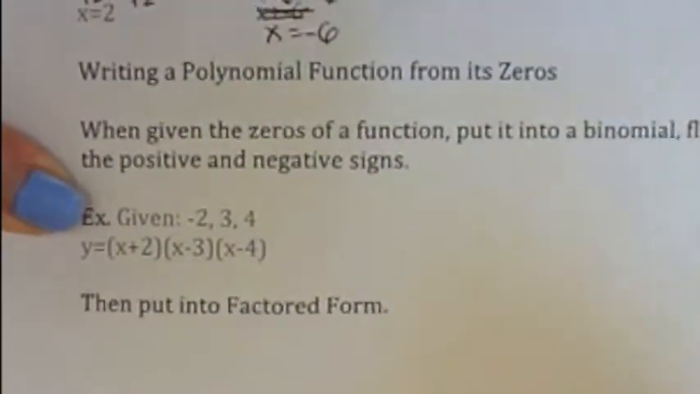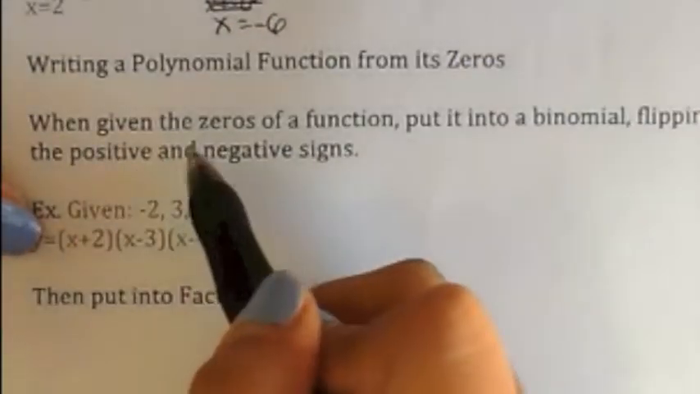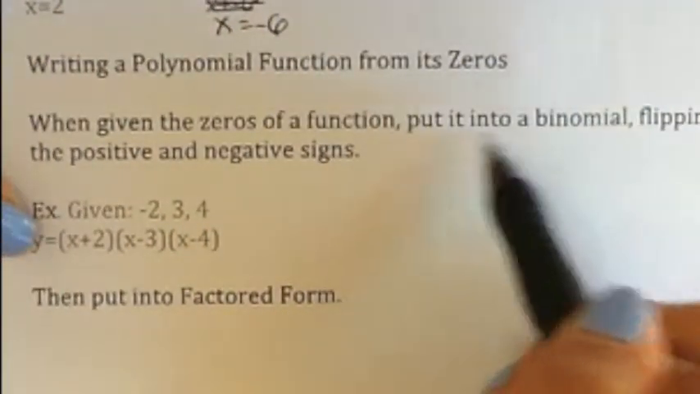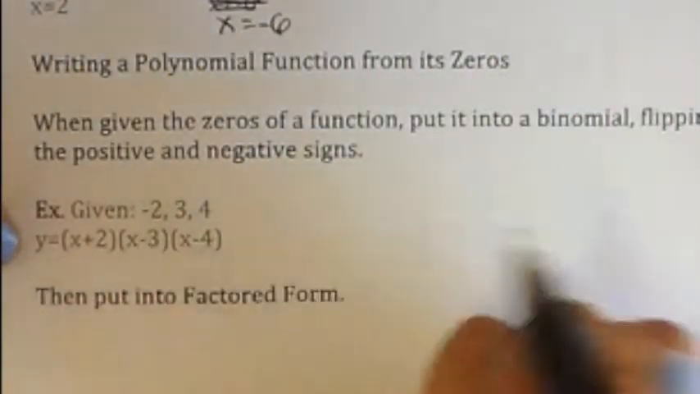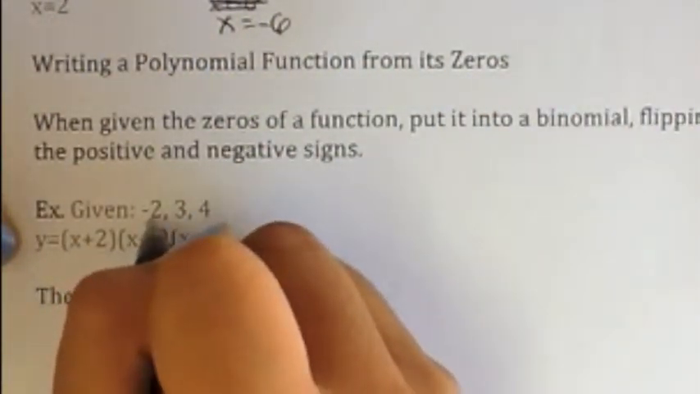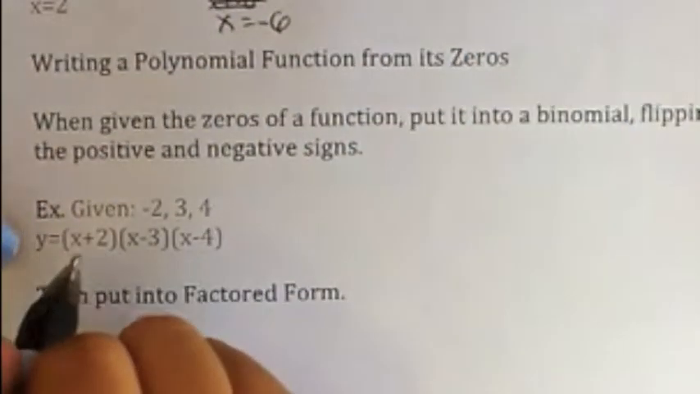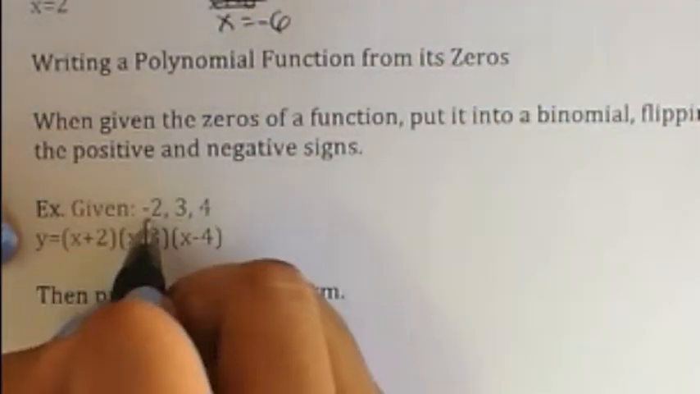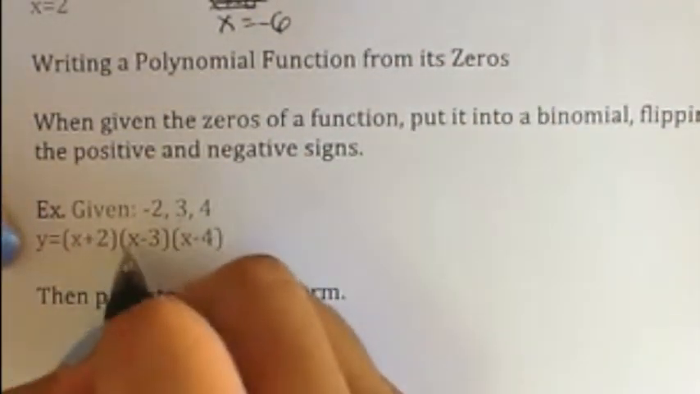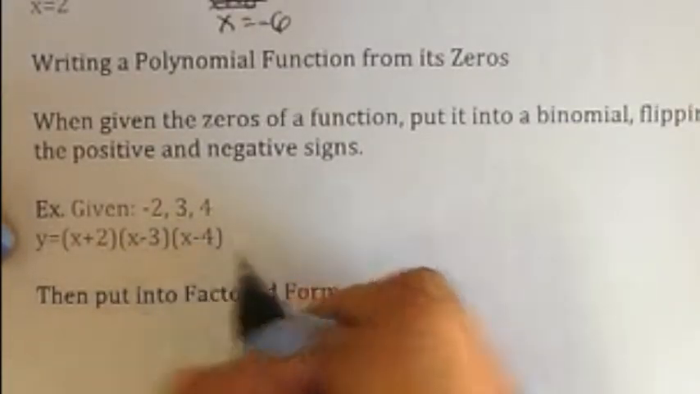So writing a polynomial function from its zeros. This is the reverse, where you are given the zeros. So when given the zeros of a function, put them into a binomial, flipping the positive and negative signs. So if you're given negative 2, 3, and 4, you put it into a binomial with x plus 2 because it's a negative, so you have to flip the signs, x minus 3 because this is positive, so you flip it, and x minus 4.